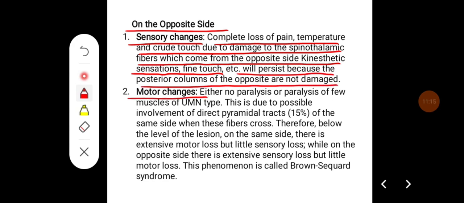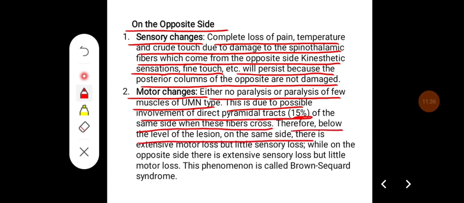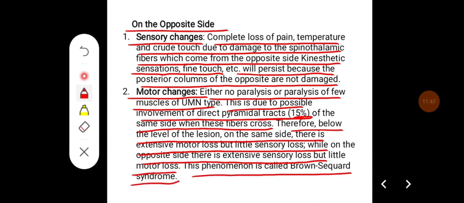Then motor changes: there will be either no paralysis or paralysis of few muscles of upper motor neuron type of lesion. This is due to the possible involvement of direct pyramidal tract, that is 15% of the same side when these fibers cross. Therefore, below the level of lesion on the same side, there is extensive motor loss but little sensory loss, while on the opposite side, there is extensive sensory loss but little motor loss. And this phenomenon is called Brown-Sequard syndrome.